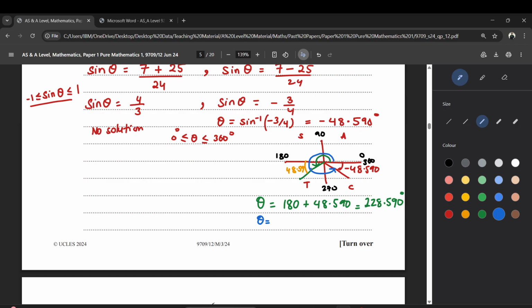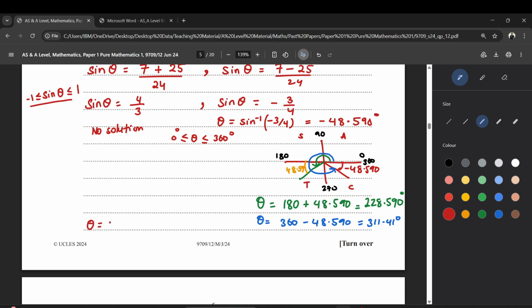Then lastly, in order to find the blue angle, I can say theta is equal to 360 degrees minus 48.59. Okay, because if you take a whole turn from this point to this point, that is 360 degrees, but we are only going until this part, so that should be 360 minus 48.590, and that would be 311.41 degrees.